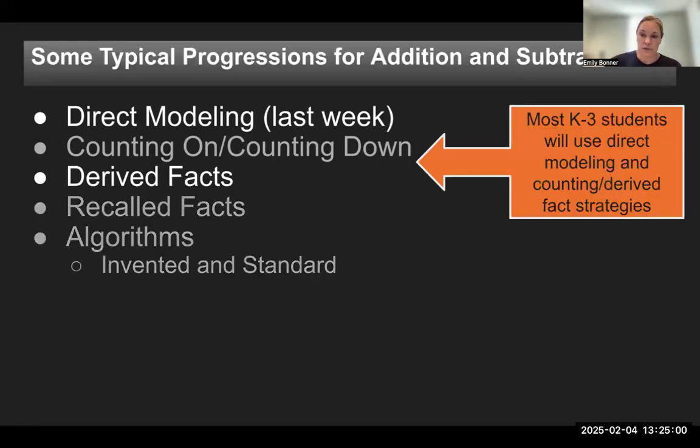So most K through 3 students are going to use direct modeling and derived fact strategies. But a lot of times you'll see this counting on and counting down as an in-between step. And if you don't, you may want to encourage it.